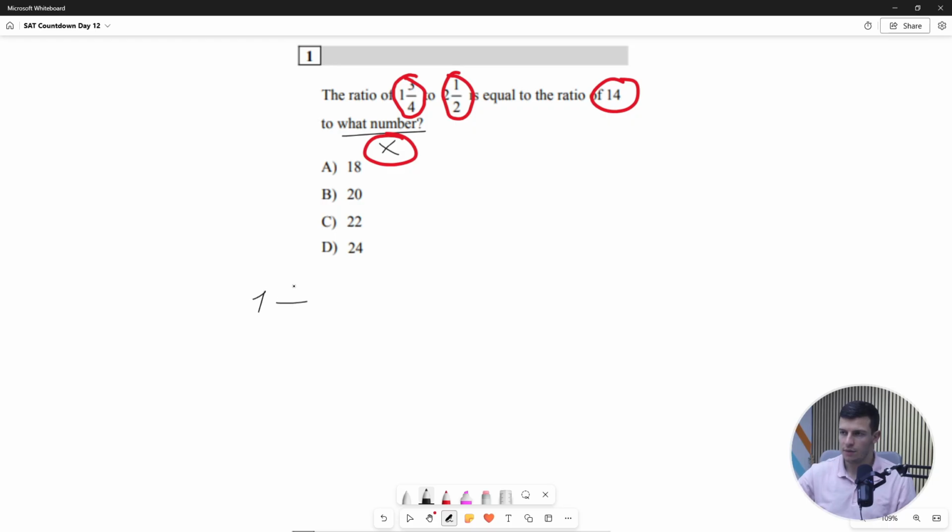So 1 and 3/4, 1 and 3 over 4, ratio to 1 and 1 over 2, equals 14 to x. Now, we can treat them as fractions.